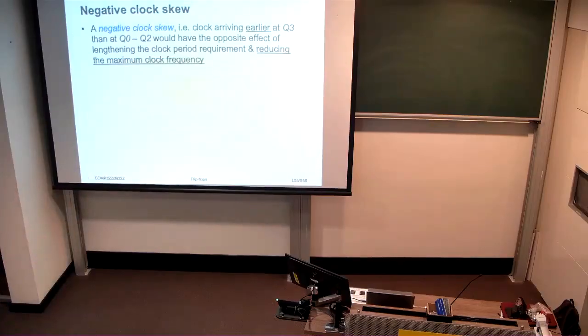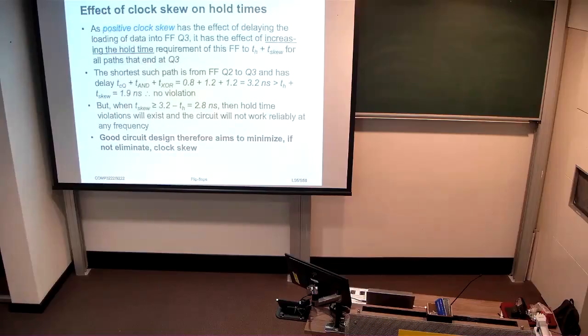So we see the positive clock skew has the effect of reducing the critical path length and therefore relaxing some of the time constraints. On the other hand, a negative clock skew, clock signals arriving earlier at some points than another, gives rise to a lengthening of the critical path, and therefore we have to reduce the maximum clock frequency.